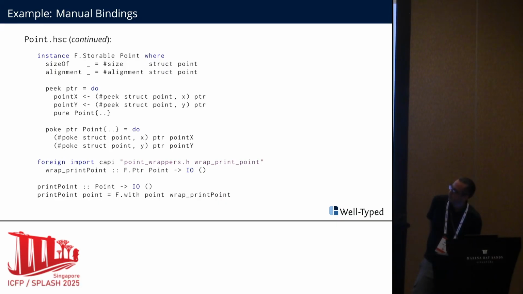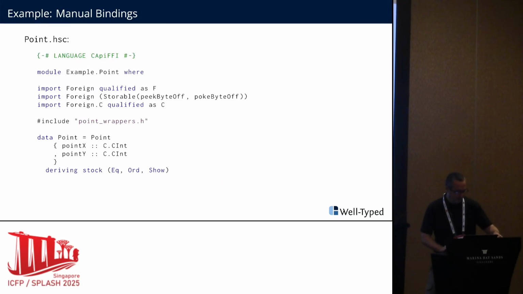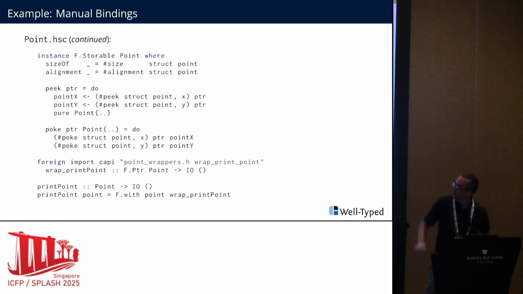So then we also have a foreign import call down here, and this is a call that imports the wrapped print point function. So you'll notice on the previous slide that we have a #include point_wrappers.h, and this is importing from point_wrappers.h the wrapped print point for the pointer API. And then finally, we can write our print point, which uses the foreign with function to allocate memory and call our print point wrapped function with that pointer.